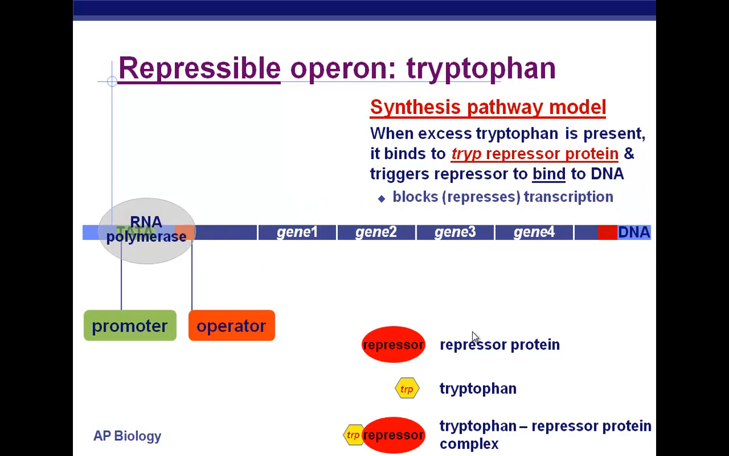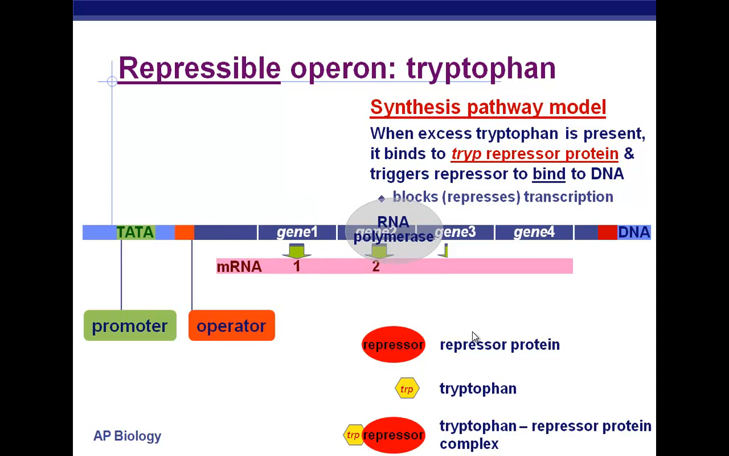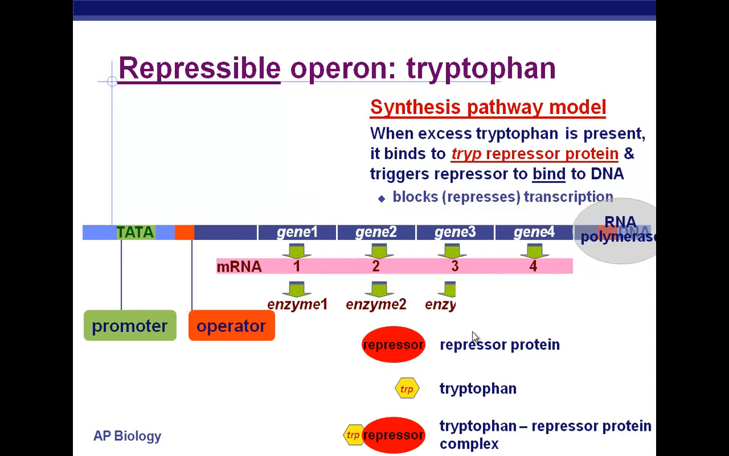So we're going to get our messenger RNA strand, right? And that messenger RNA strand is going to get translated and produce a polypeptide chain, which is going to get modified into enzyme 1, 2, 3, and 4. And remember that the function of those enzymes is to build or to synthesize a tryptophan molecule.